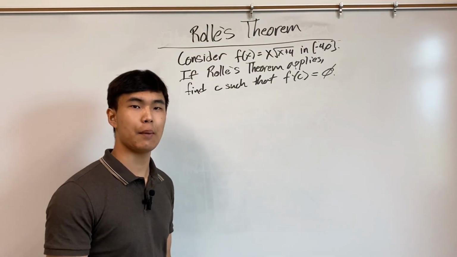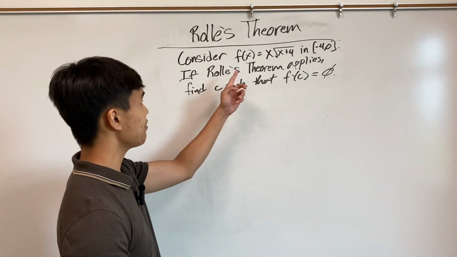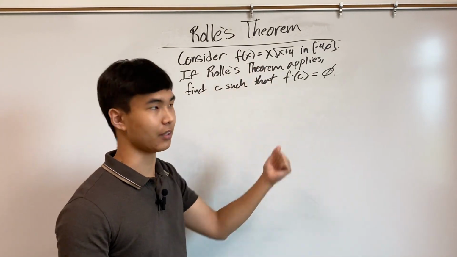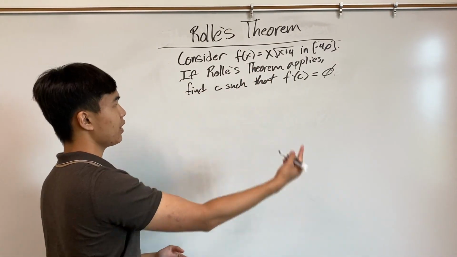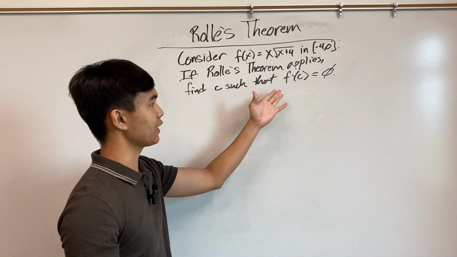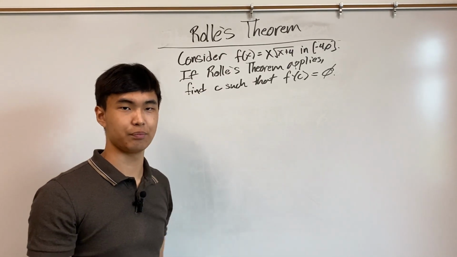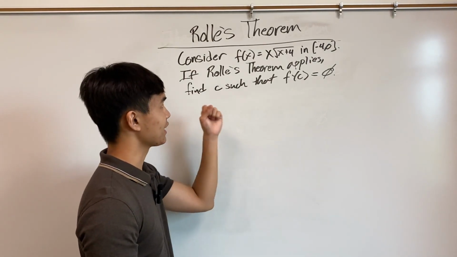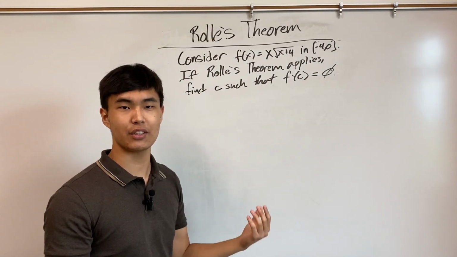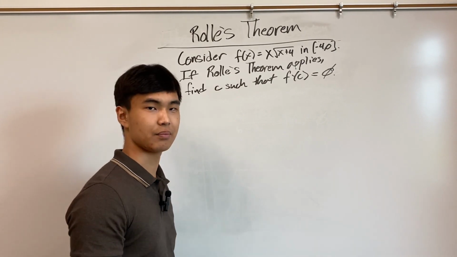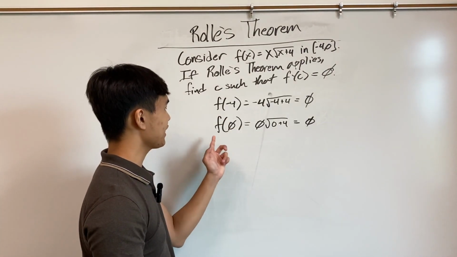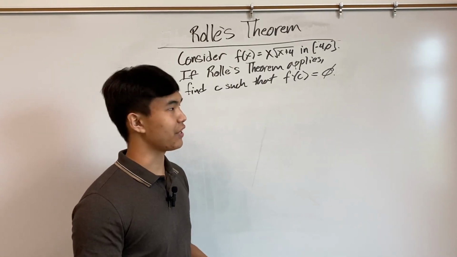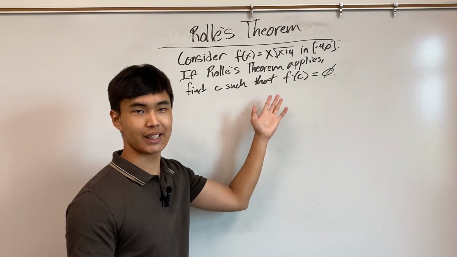To finish the video, I'm going to do an example problem. Consider f of x equals x times square root of x plus 4 in the interval minus 4 to 0. Then, if Rolle's theorem applies, we're going to find the c such that the derivative at c equals 0. First, we need to check if Rolle's theorem actually applies. And we already know that this is continuous and differentiable, so we just need to check that f of a equals f of b. And we see that f of negative 4 and f of 0 both equal 0, so Rolle's theorem does apply.